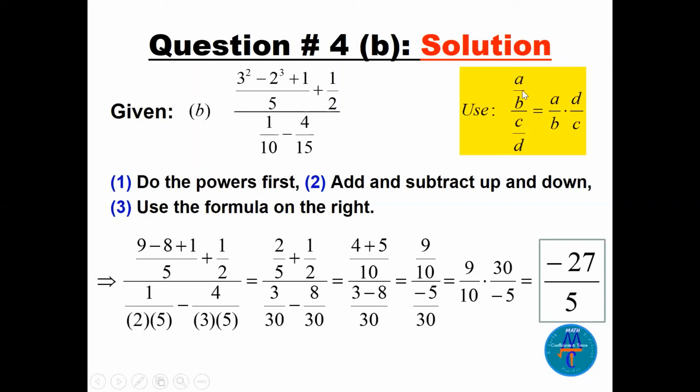Now use this yellow formula in the yellow color here. 9 over 10 times 30 over minus 5. Cancel the 0. Minus, you can put the minus up, you can put it down. It's the same. Minus 27 over 5.